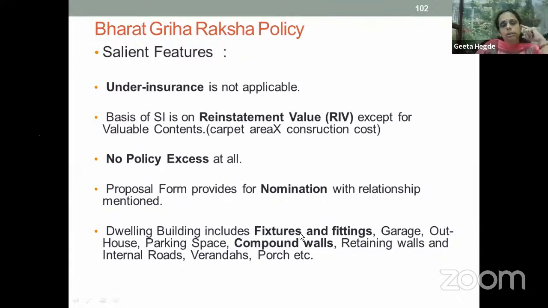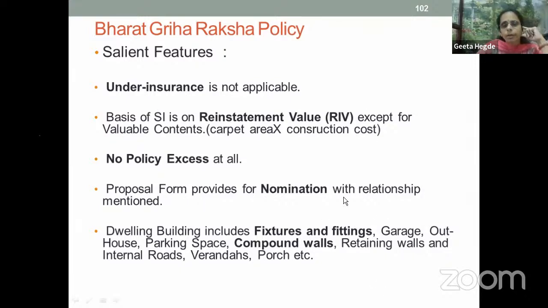Yes. So in basis of sum insured, carpet area is the important part. Carpet area has to be correct. No policy excess at all. Excess is also not there. Under insurance is also not applicable. But the carpet area must be correct. The construction cost may go wrong.